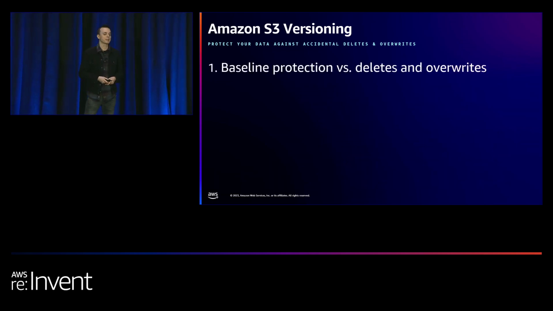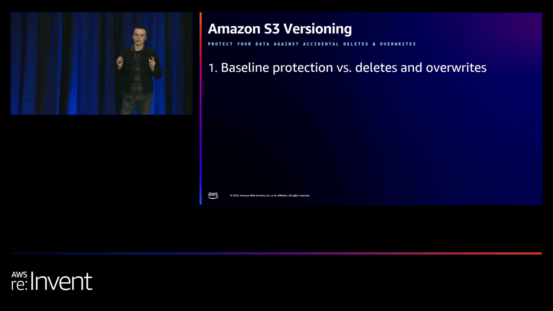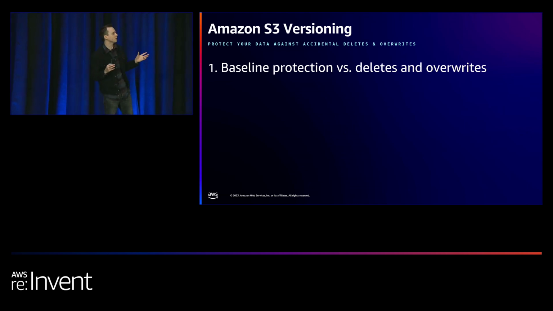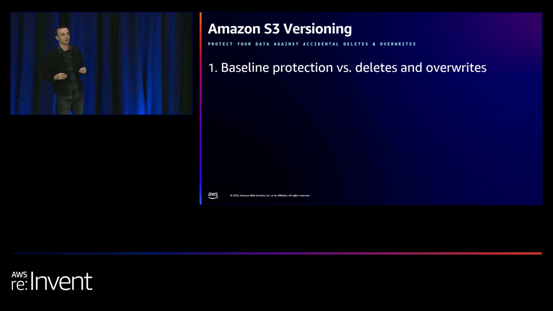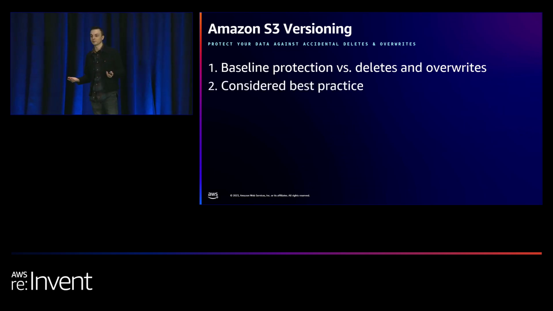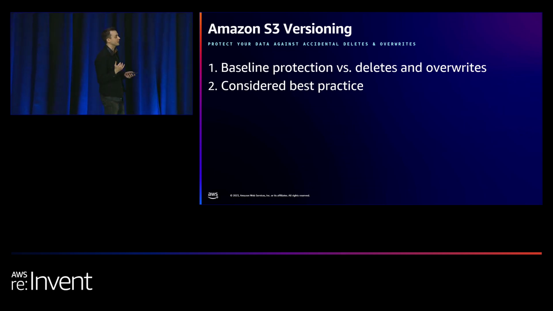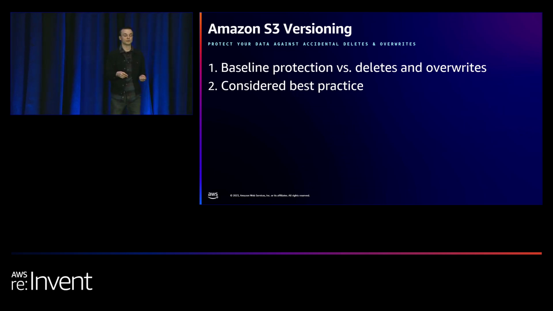OK, so to recap, versioning provides you with baseline protection against accidental deletes and overwrites. And versioning is actually what we call a foundational feature. So a lot of the other data protection features that we offer are actually based on versioning, and we'll talk about those later. We also consider versioning a general best practice internally within AWS. If any of the teams want to store data, they create a bucket, and they don't enable versioning, they will actually be notified internally asking them to enable versioning, right? So we use this feature heavily ourselves.